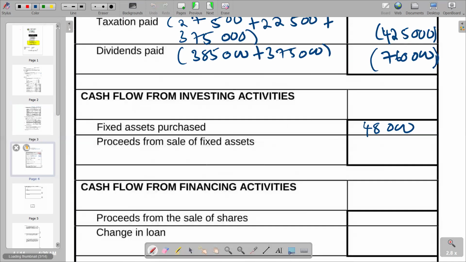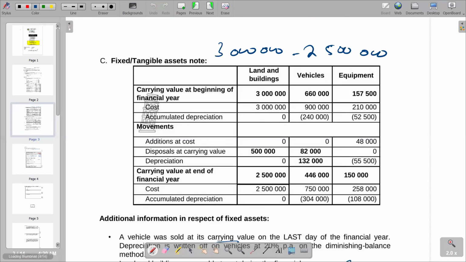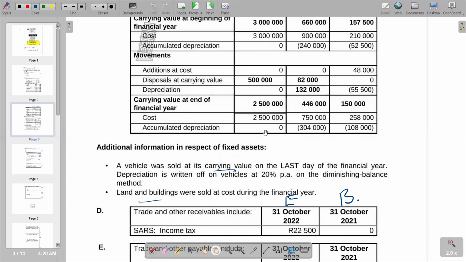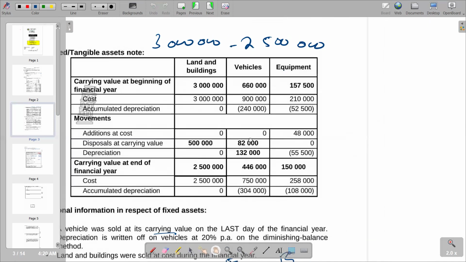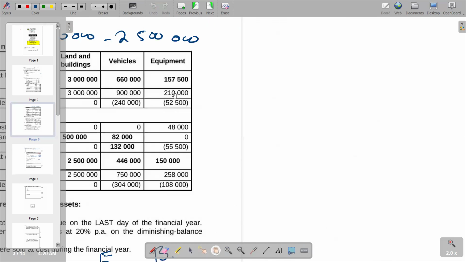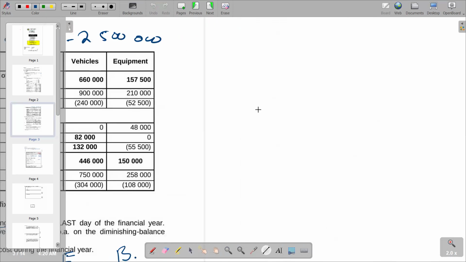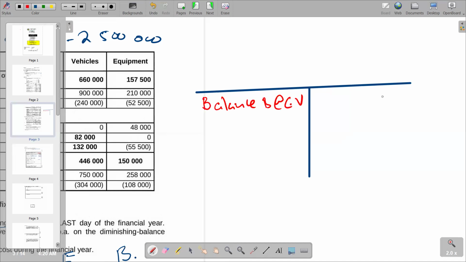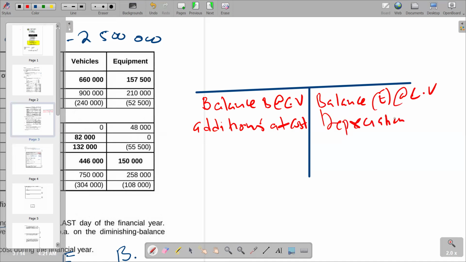So here, for land and buildings, we can now find the vehicle that was sold at carrying value. So we go to the column for vehicles. We have got this one. We are going to use the T account for carrying value. Remember, we can use a T account where we say balance at the beginning on the debit side, carrying value again, which is book value, any additions, and then depreciation on the credit side.